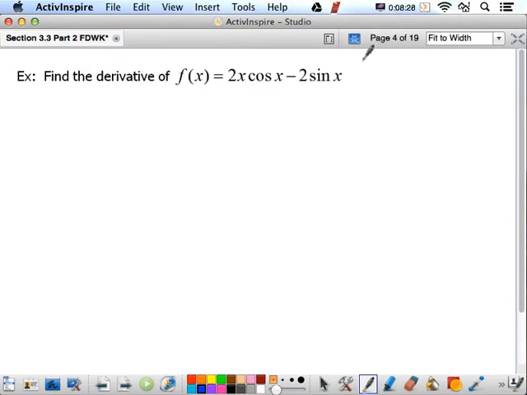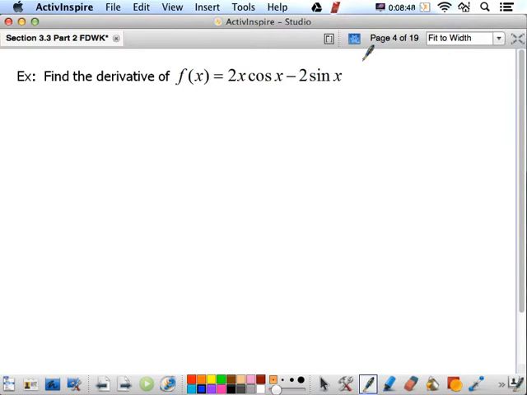For our third example, we want to find the derivative of f of x equals 2x cosine of x minus 2 sine of x. First off, there are no parentheses, so there's no distribution that could be done. But there are already how many different terms? Two.